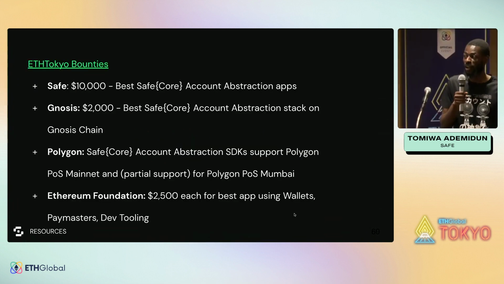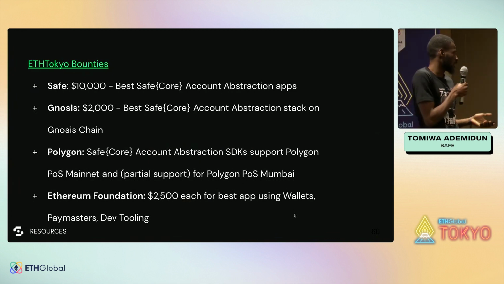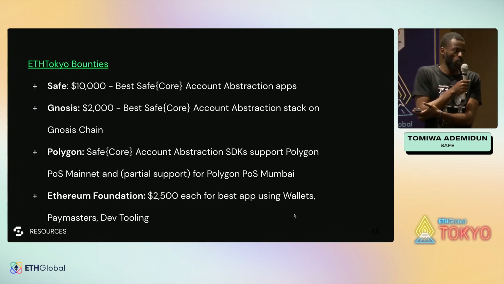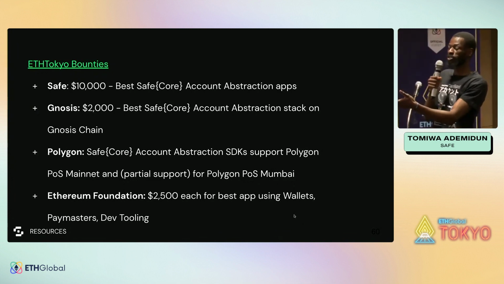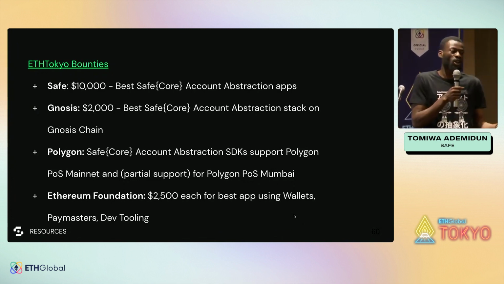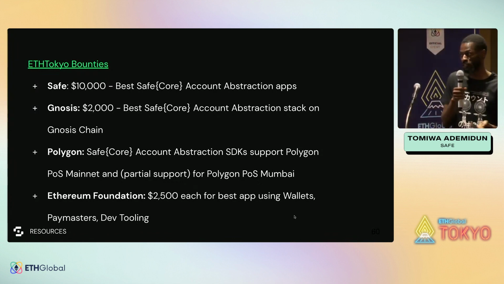So first thing is lots of bounties. The super cool thing about building on Safe, and why I think all of you should build on Safe, is that in terms of bounty stacking and sponsor stacking, Safe is probably one of the best tools for that. If you build on Safe, you can build on almost anything else. For example, Gnosis Chain is giving $2,000 for building on Safe. So if you build on Safe and you build on Gnosis, you automatically get $2,000 in additional bounties.